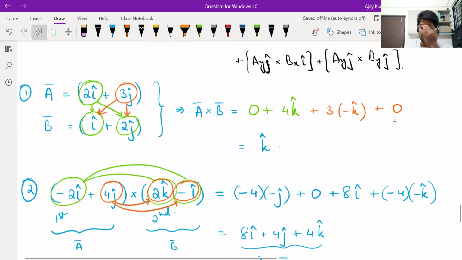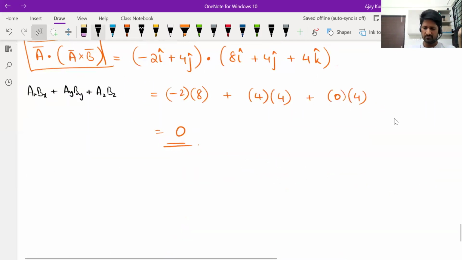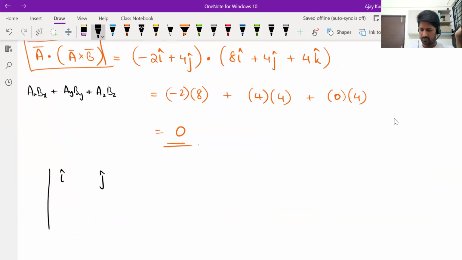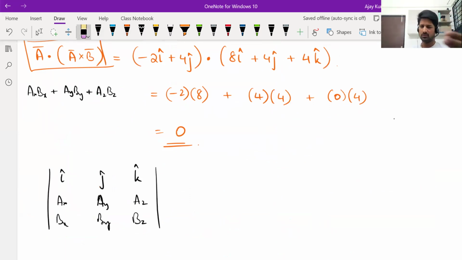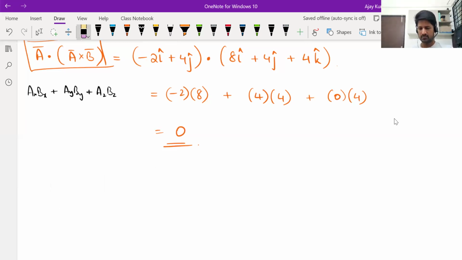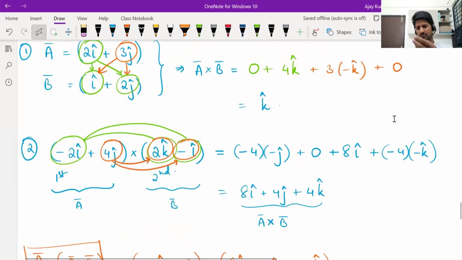See, there is another method also to express the cross product, the determinant method. They write it like this: I cap, J cap, K cap. Then write the components of the vectors: AX, AY, AZ, BX, BY, BZ. You evaluate this determinant, you will get the cross product. Okay. But that much is not necessary. I'm not going to teach you determinant of a 3x3 matrix. If you know, you can apply it. Otherwise, just multiply them term by term like this, you will get it.